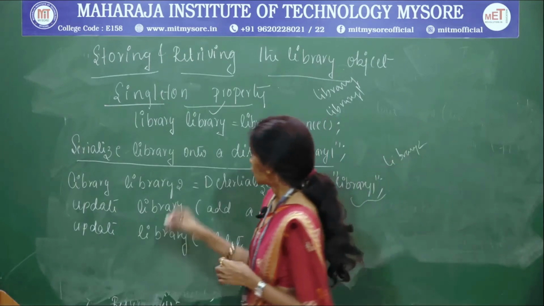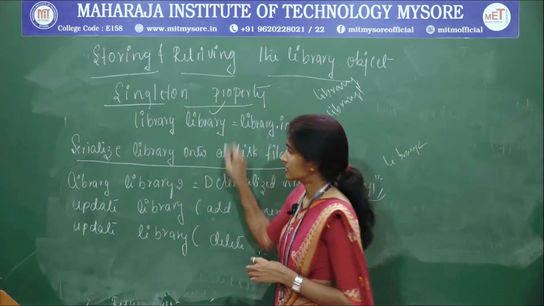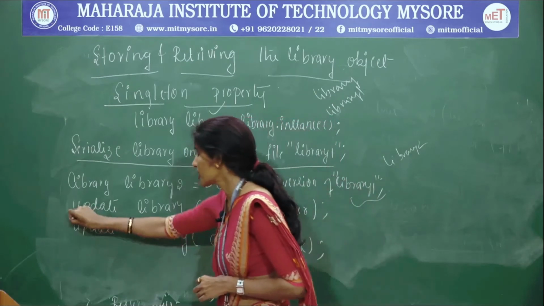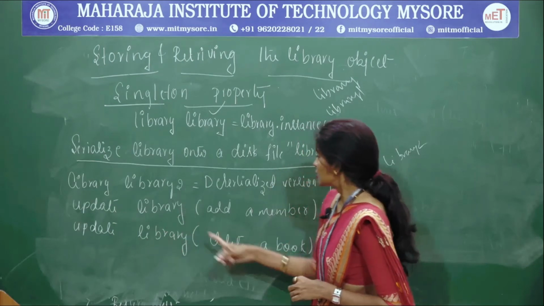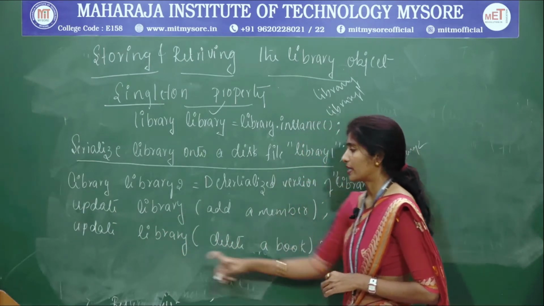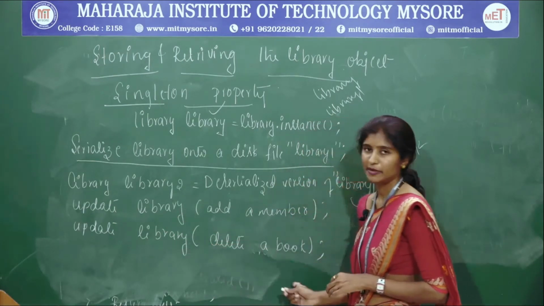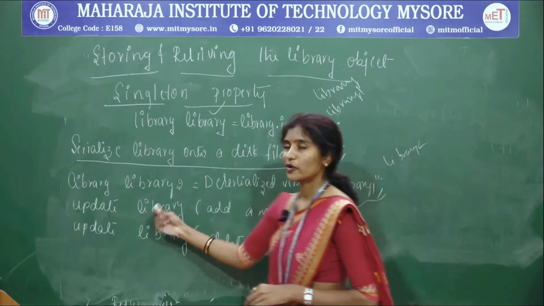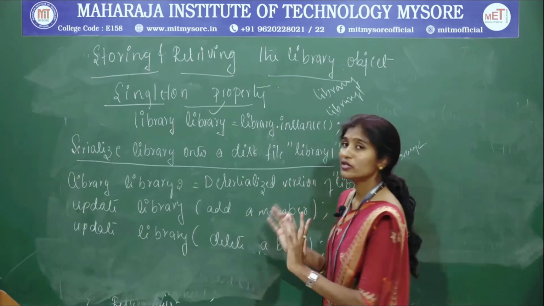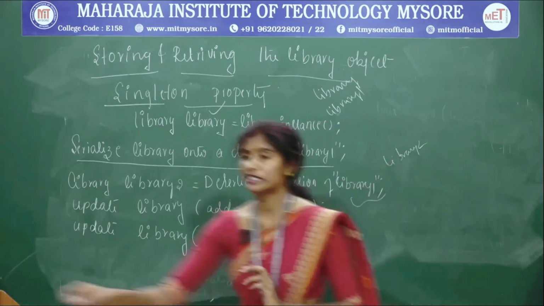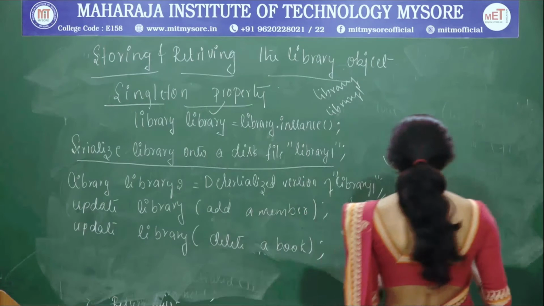So now, after all these statements, what are the updates? You have an update library, where you are actually updating a library. Then you have add a member and another operation, update library, delete a member. For each and every operation you are going to use the update library functions there. So what is the output of this, and how is it going to affect? We will see with the diagrammatic representation.